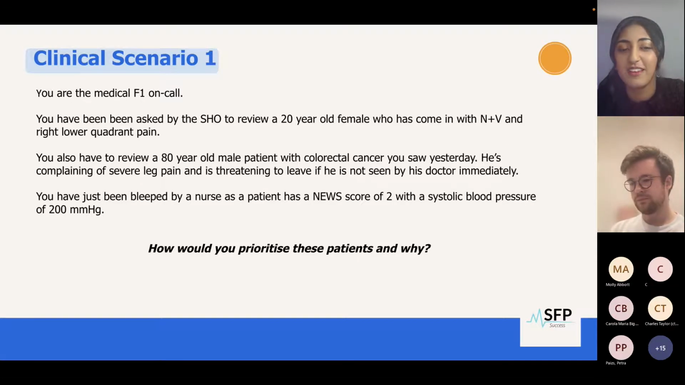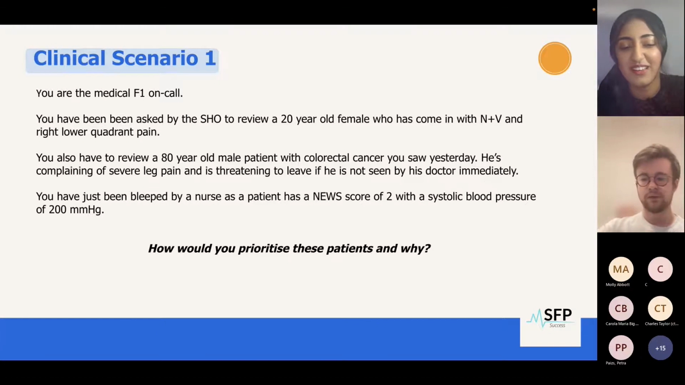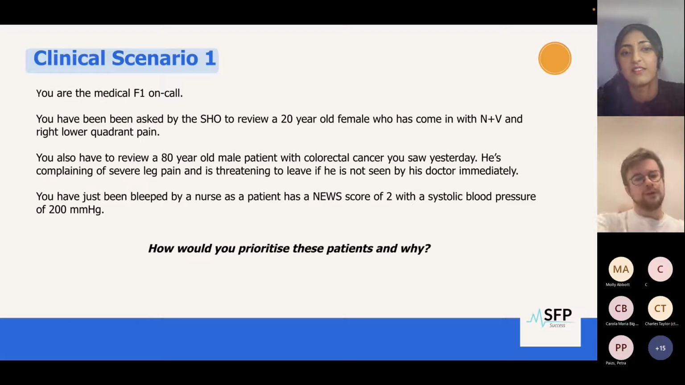I just want to reiterate that actually trying examples of it is a really good way of learning how to do it, and we can work through it together. So does anybody want to volunteer? Hi, Molly. So we can just talk through the things that you're thinking about when you're trying to approach this scenario. We don't need to do the A to E bit, just thinking about each patient and what you're thinking about.